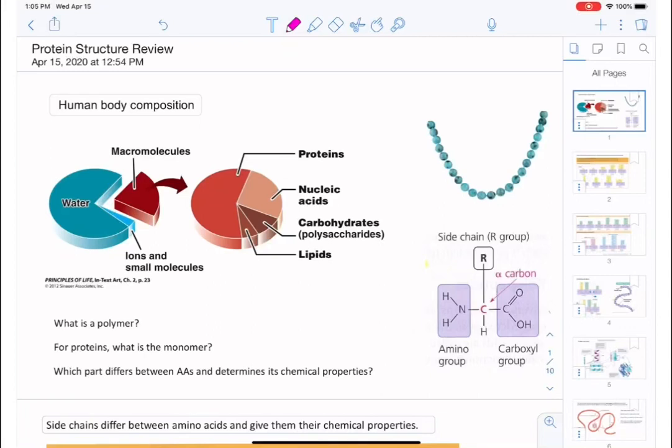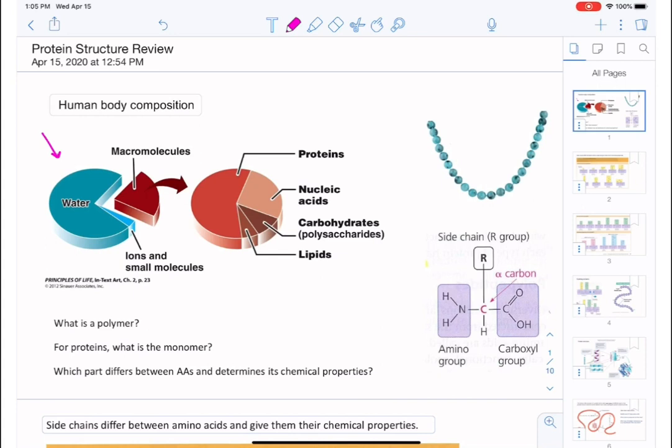Hello everyone. What I want to talk about today are proteins. And specifically, I want to talk about the structure of proteins. But before we do that, let's put proteins in the context of the human body.